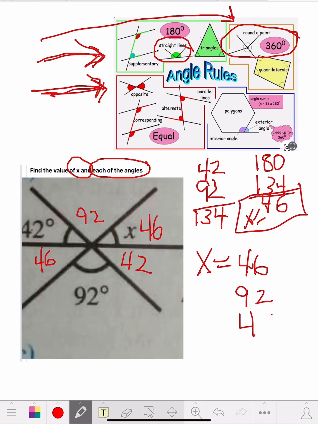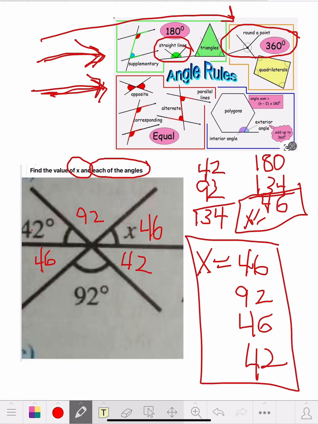46, and 42. Now if this was a multiple choice test, all these answers should be in one line. So I'm going to square this all off so the teacher knows, hey, this is my answer. But look how fast we solved this. Just by knowing a few of these angle rules, we're able to solve this thing real fast. And do you see how I wrote nice and neat?